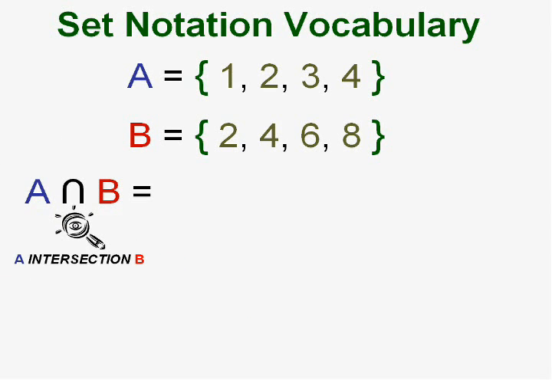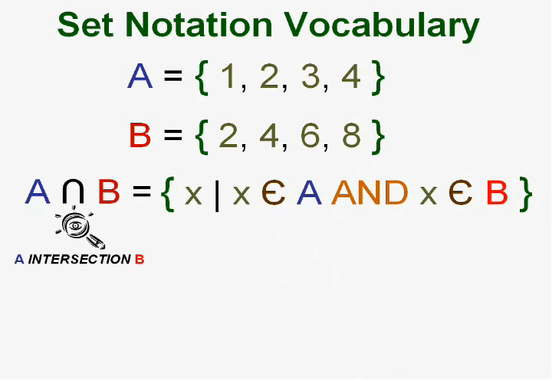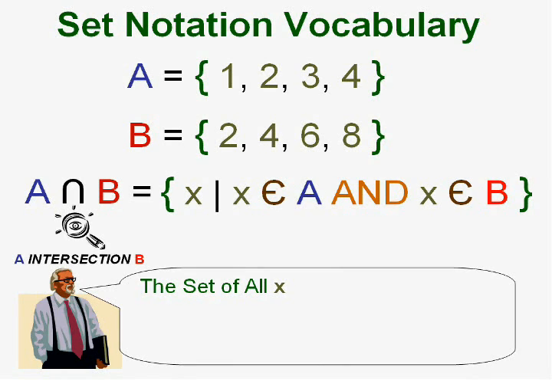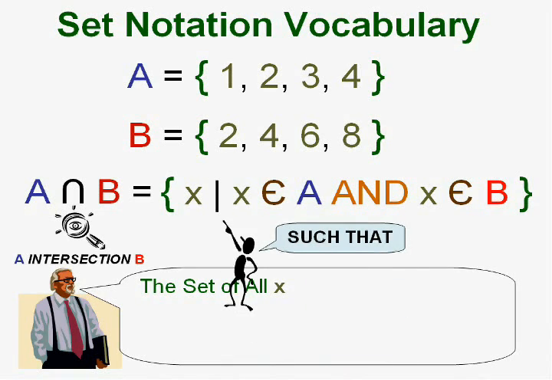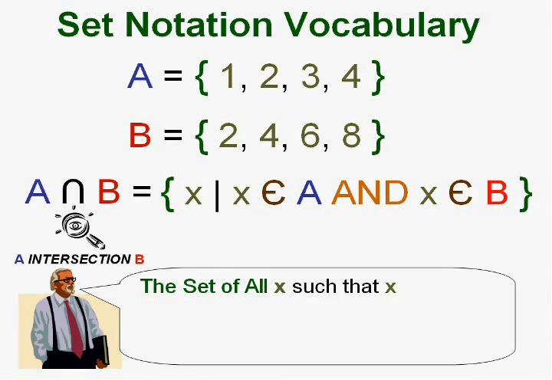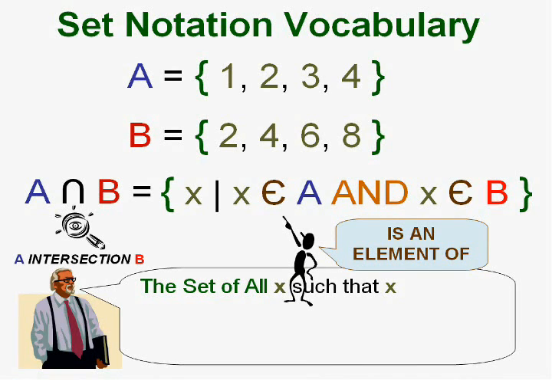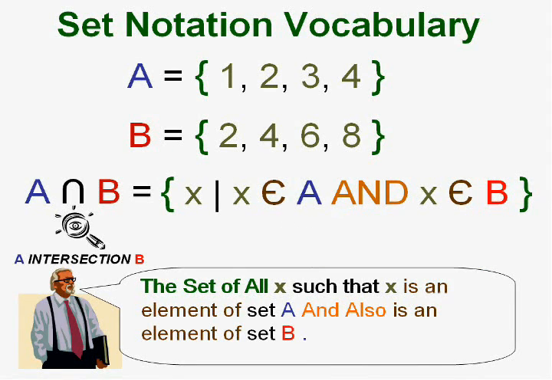The intersection of set A and B, at least in this case, is defined, as hard as it may seem, as all the members X, or the set of all X, such that, the straight line means "such that," X is an element of A, and also is an element of B.